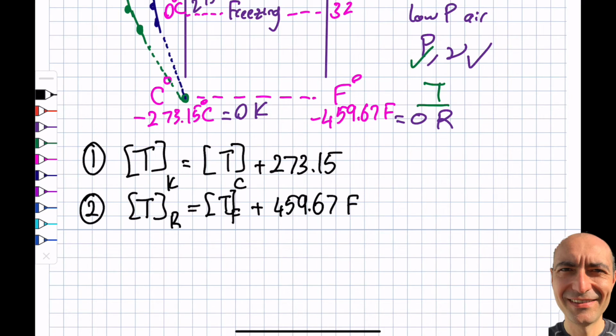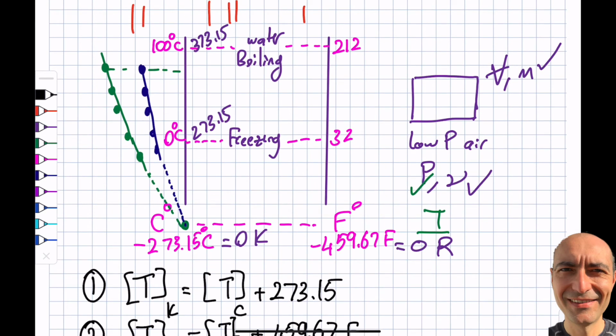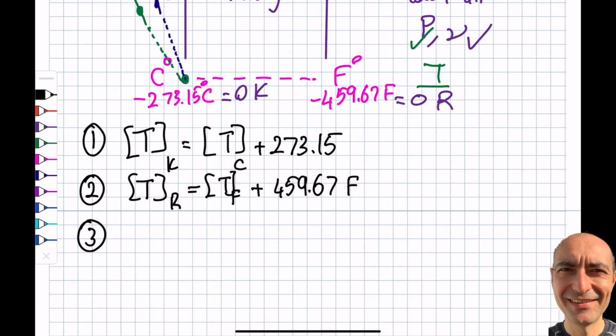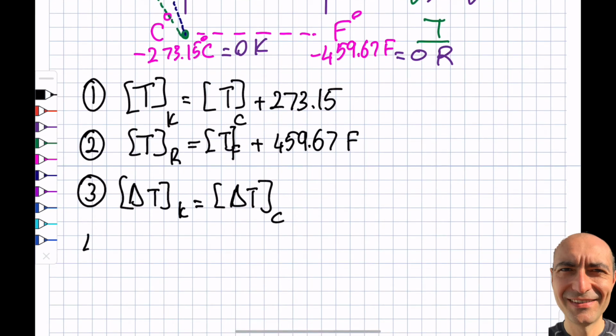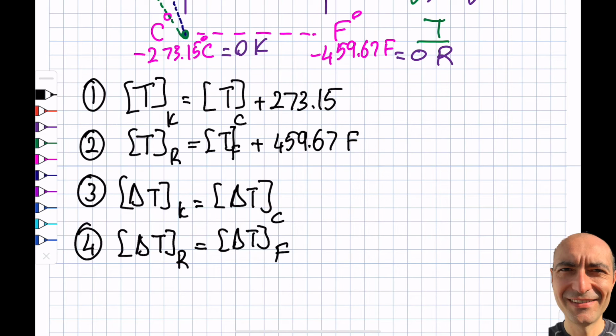Okay, that's good. Let's go to another observation. Did you realize that these are on the same scale? So if I subtract this value from this value, what do you get? 100. Subtract this value from this value, what do you get? 100. So this delta T, the temperature change, in terms of the Kelvin scale, will be equal to delta T of the temperature change in the Celsius scale, okay? Again, the exact same thing can be said for the Rankine versus the Fahrenheit scale, okay?